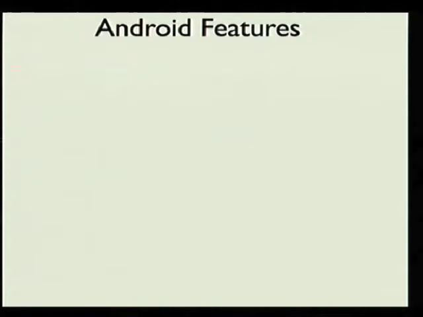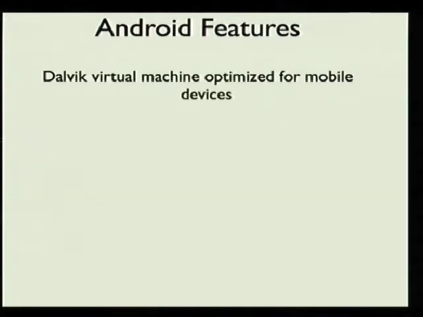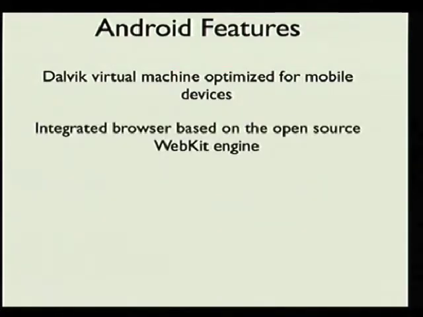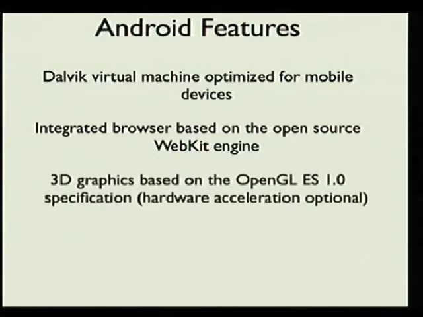What are some key features of Android? A Dalvik virtual machine optimized for mobile devices, so it doesn't run the full JVM. It runs its own specialized version of it. Integrated browser based on the WebKit. It has 3D graphics based on OpenGL. That's not for sure. It depends on the phone you have, and so as a developer, you can't always assume that's going to be there.